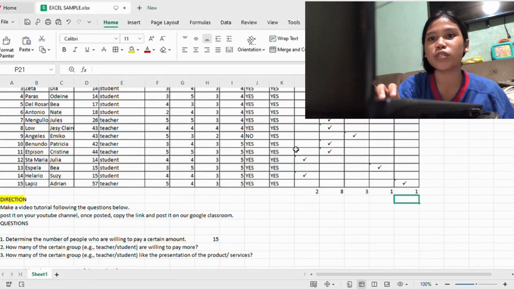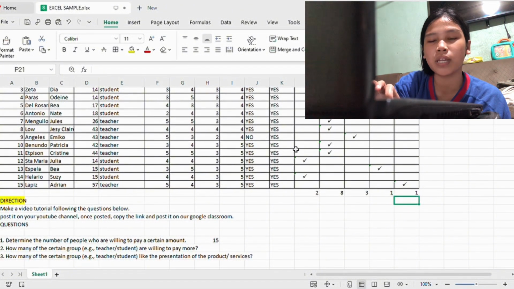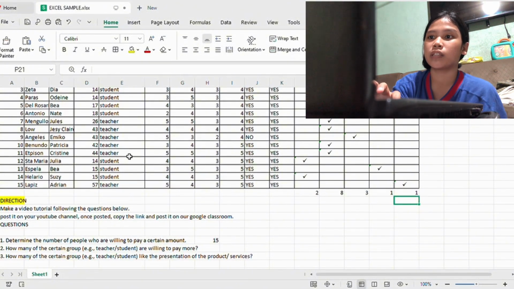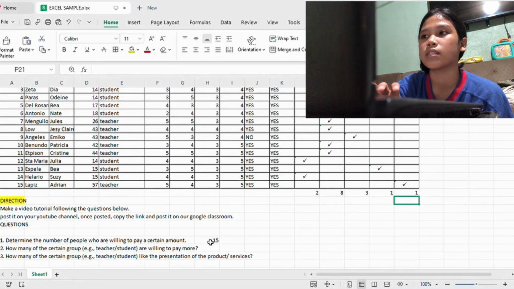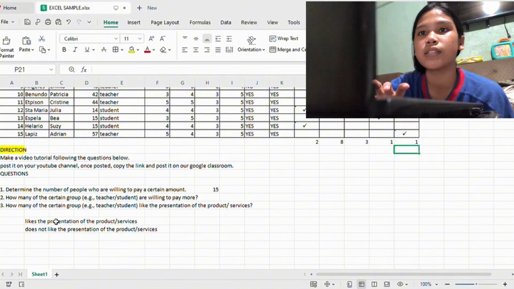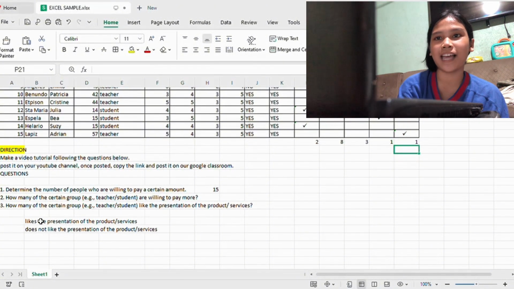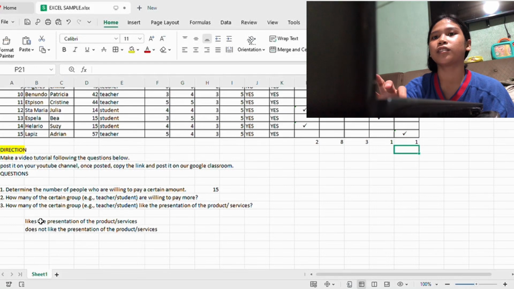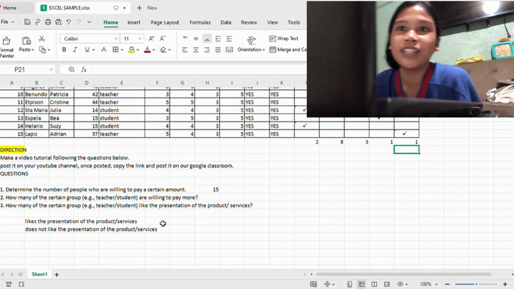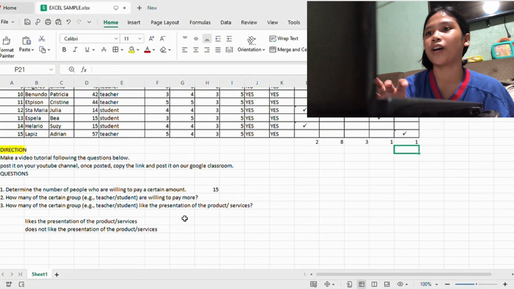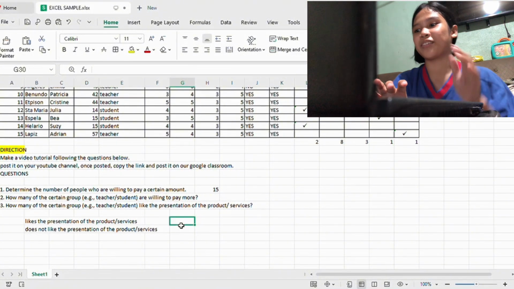Then I'm going to proceed to question number 3: how many of a certain group, teacher or student, like the presentation of the product or services. We have these two options, the like and the does not like of the presentation of the product or services. So to get how many people like this product, you have to follow the formula of countif.